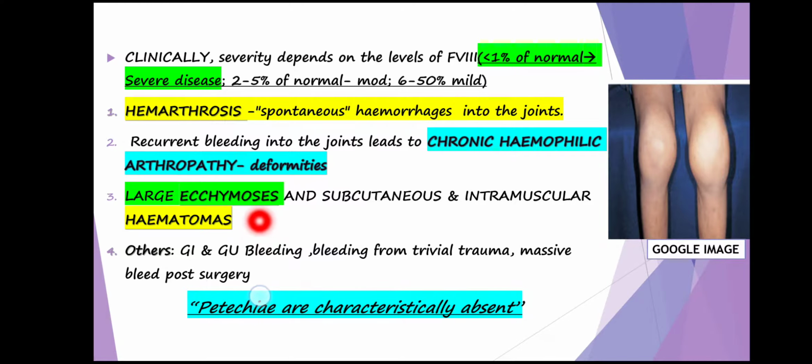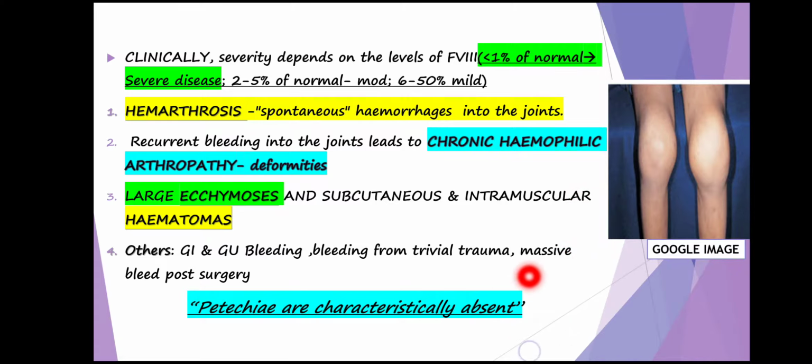Like I told you, in secondary hemostatic disorders, deep seated bleeding and large, single, solitary ecchymotic patches are common. So likewise in hemophilia also you see the large ecchymosis and hematomas. Other manifestations are gastrointestinal bleeding, genitourinary bleeding, bleeding resulting from trivial trauma, and sometimes massive bleeding after surgery. So these are the manifestations commonly seen in the severe form of the disease.